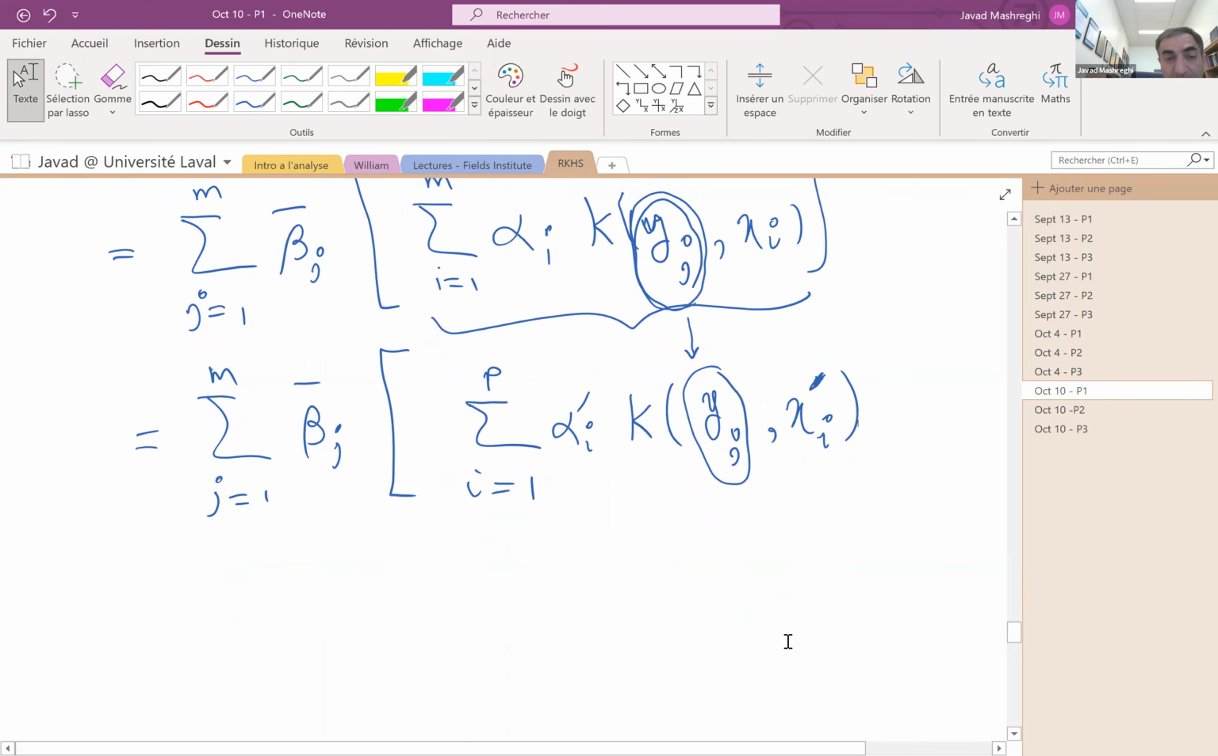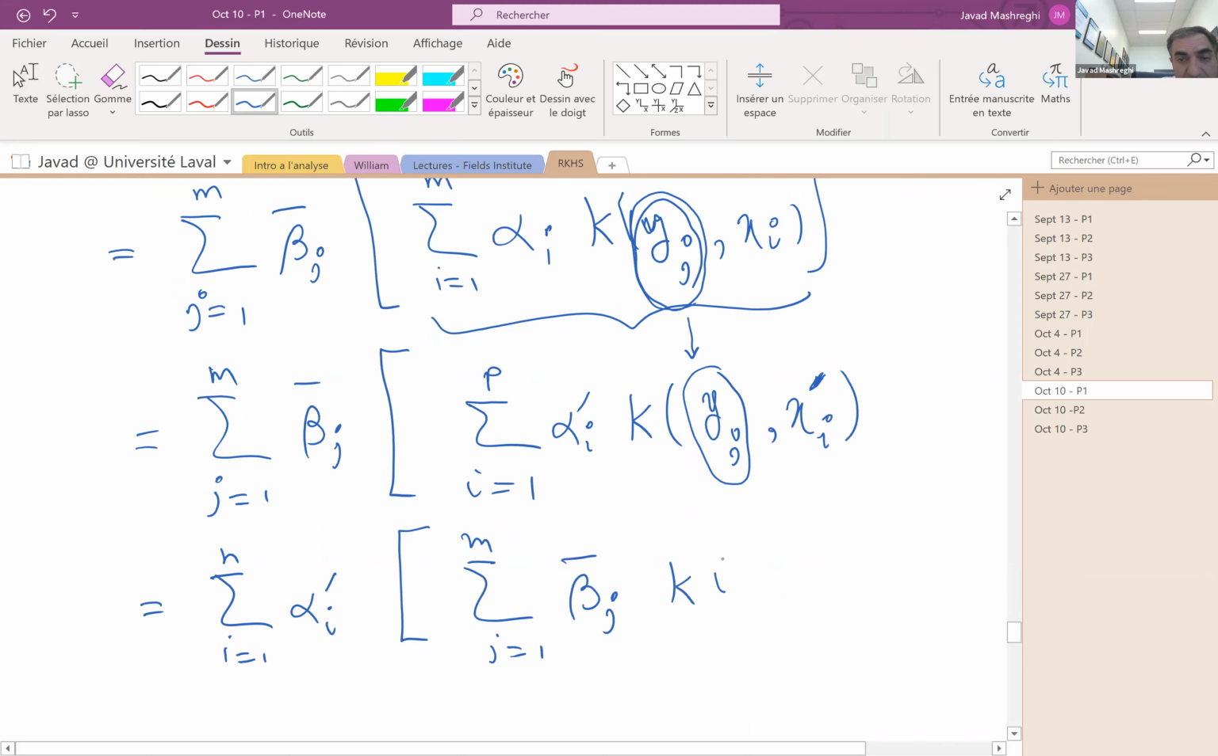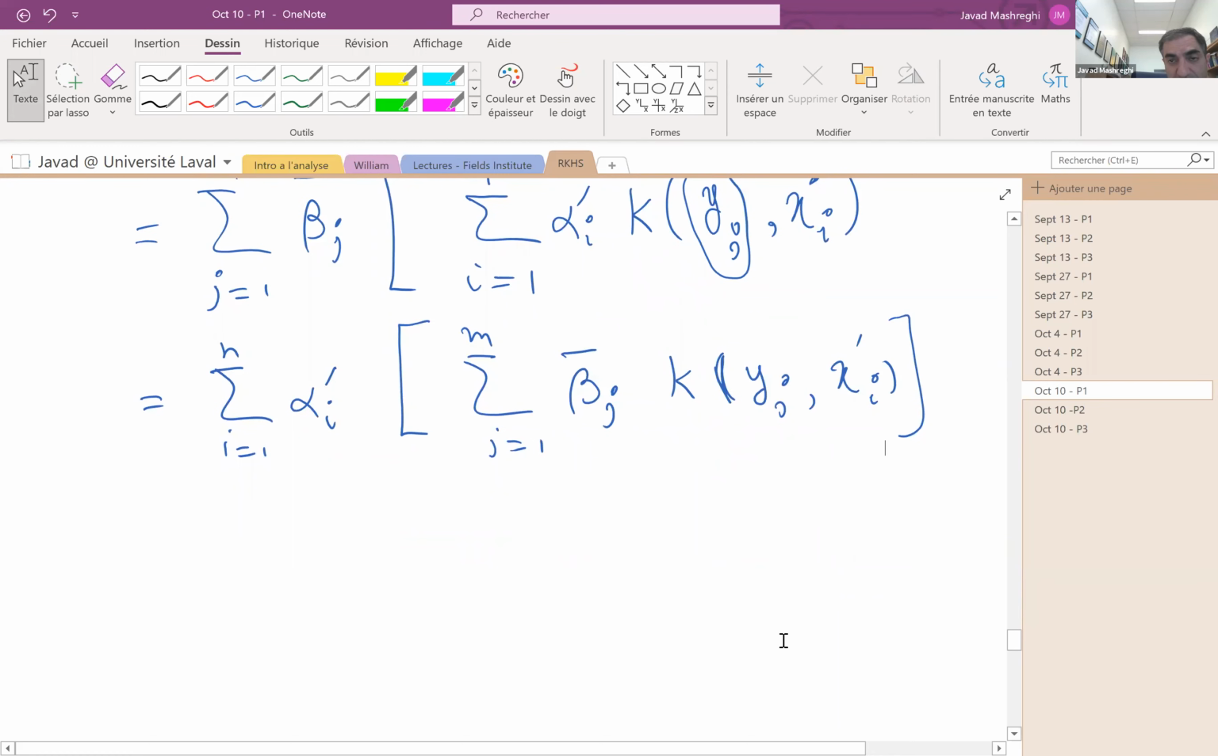So that's one step. Now I change the order of summation. I keep i at the beginning, and then j inside, beta j bar k yj xi prime, and do the same thing, knowing that since k is positive, if you consider 2 by 2 matrices with 2 points, you see that when I change the order here, I have to consider the complex conjugate.